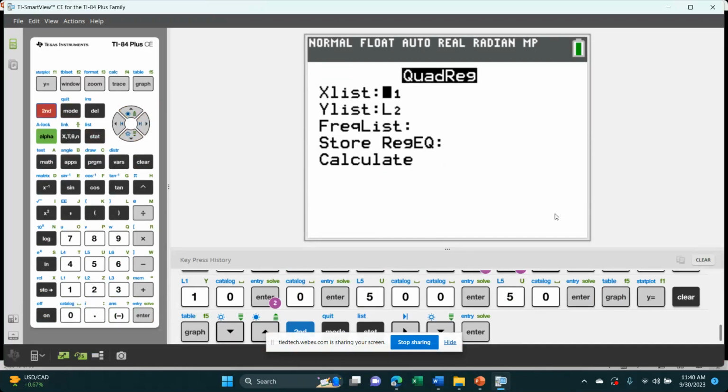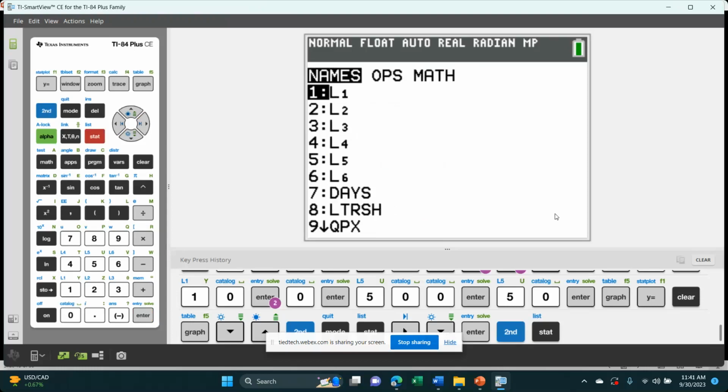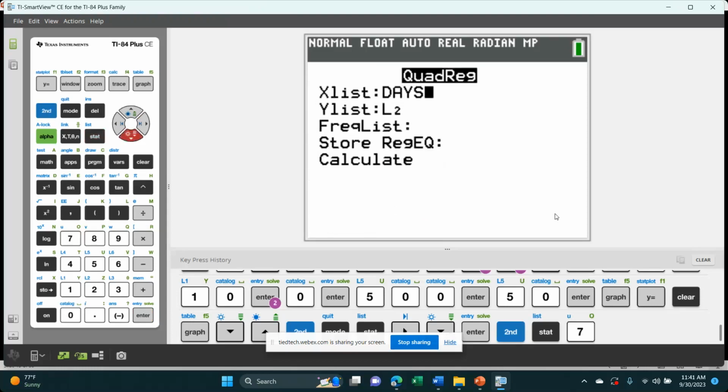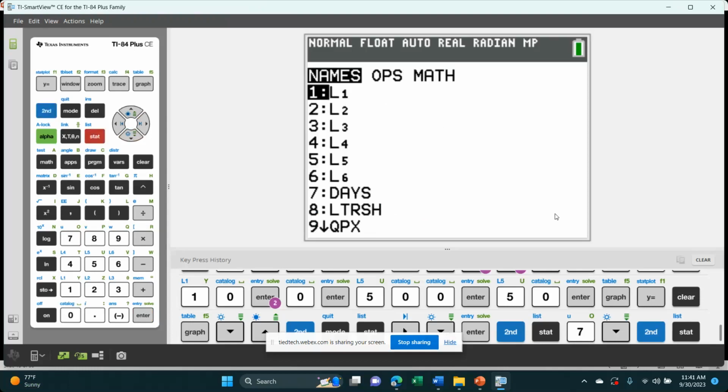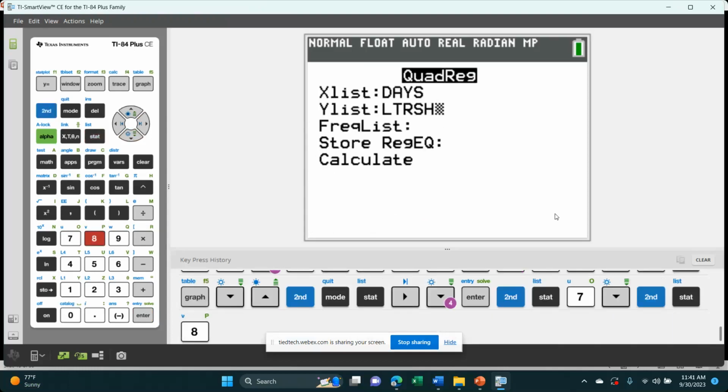So we would go to list and choose our days for our X list. And then we would go back to second and stat, which is our list, and pick up left trash for our Y list. Now, we didn't have any kind of frequencies here, but we can store our equation into Y1 or Y2 into our functions so that we can take a look at that equation and then also look at the graph of it as the function.